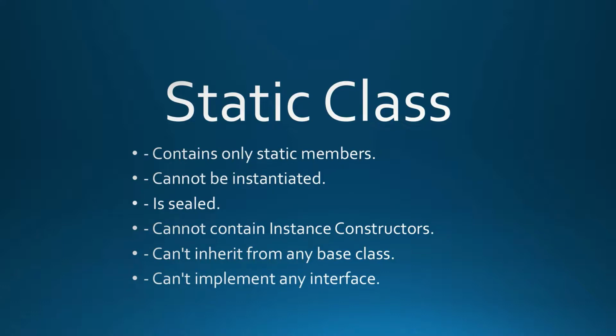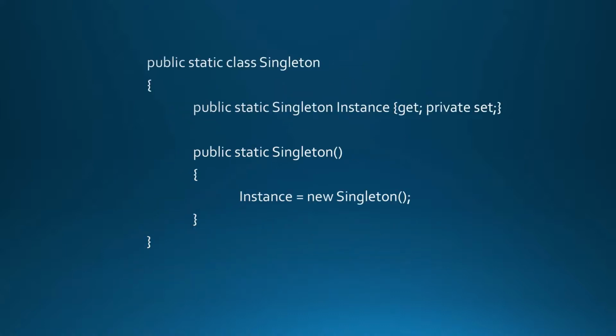Why don't we use a static class to build a singleton? It seems like it is a good fit to fulfill the singleton's requirements, to create a class that has only one instance and provides a global point of access. Let's try it out. This example looks very familiar to the previous one. The only difference is that we are now using a static class instead of normal class.